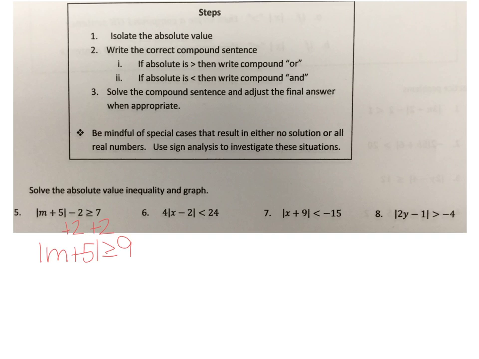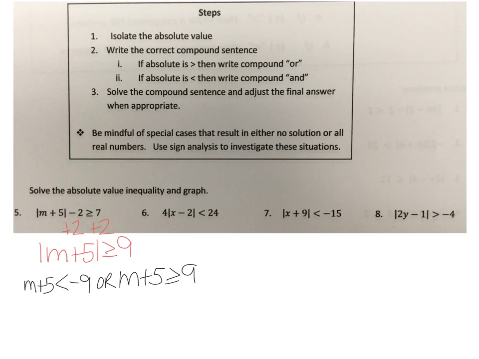And then step 2 says write the correct compound sentence. Greater than, so it's like cover up the m plus 5. Whatever's inside there has to be greater than 9, right? So m plus 5 must be greater than or equal to 9. Or what's the other option to make the statement true? M plus 5 has to be less than negative 9, right? Because it's more than 9 away from 0, so it has to be less than negative 9.